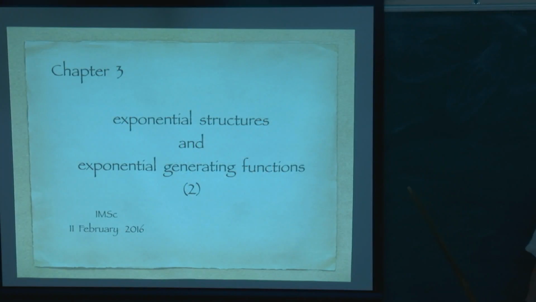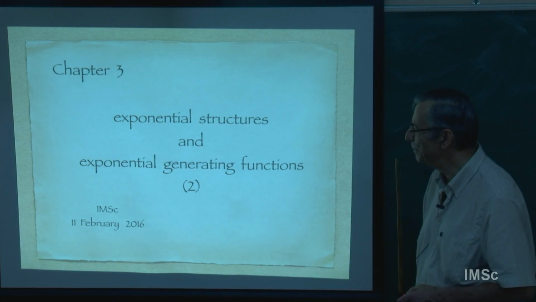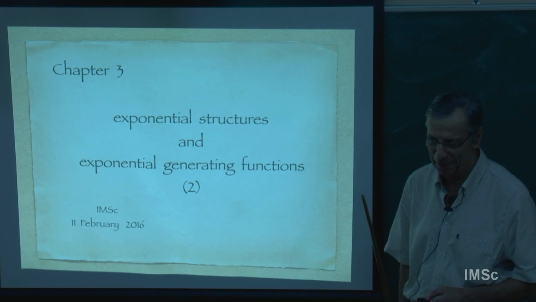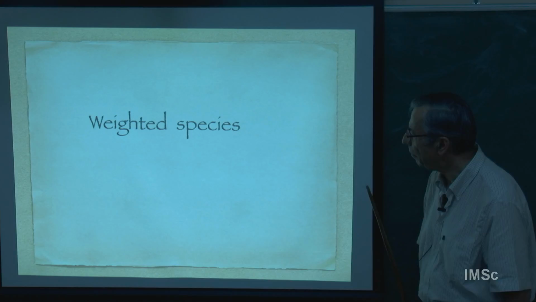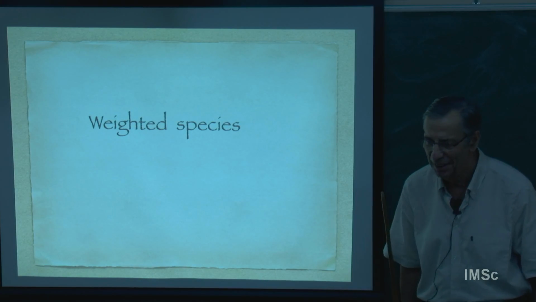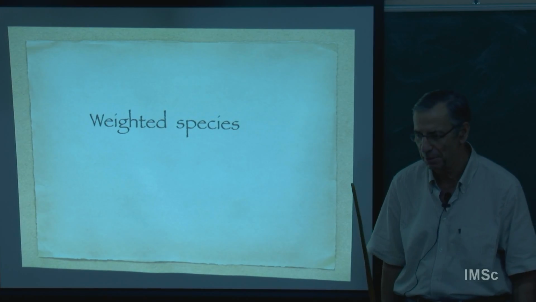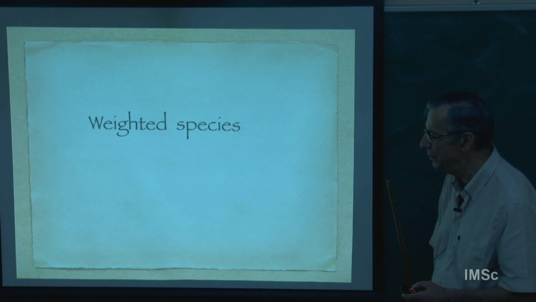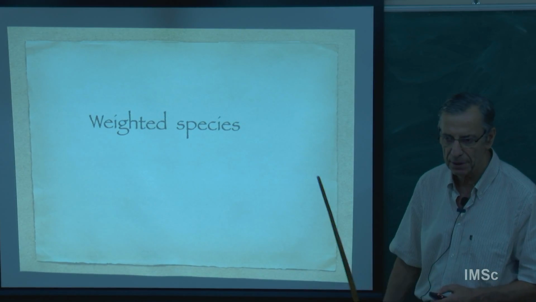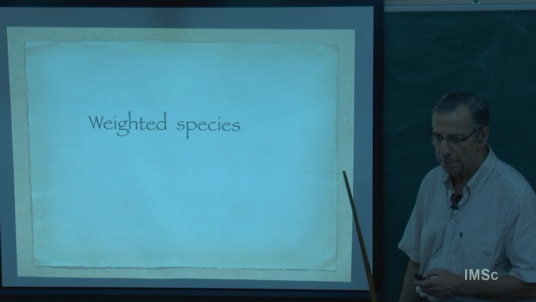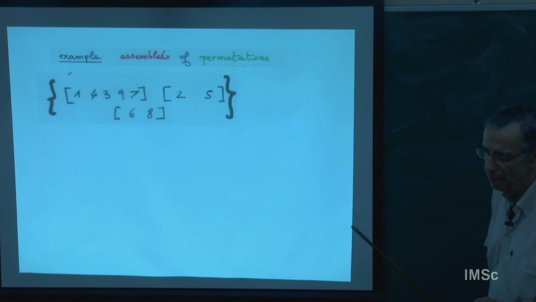Okay, today we are going to make the second part of chapter 3 about species and exponential generating functions. Last time we stopped at weighted species. We have seen ordinary species with some operations: sum, product, substitution, etc. Today we are going to see two other kinds of species: weighted species and linear species. First, I start with an example.